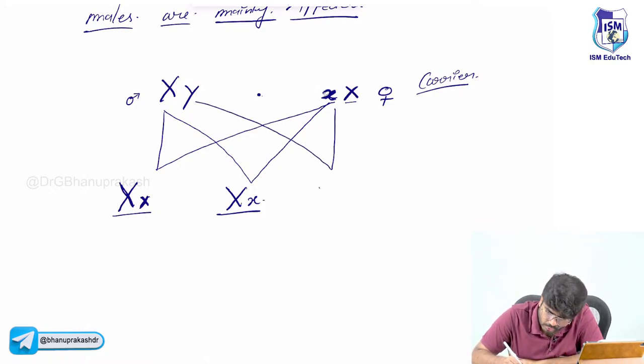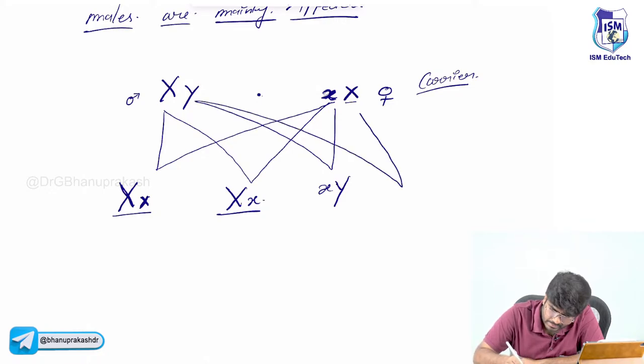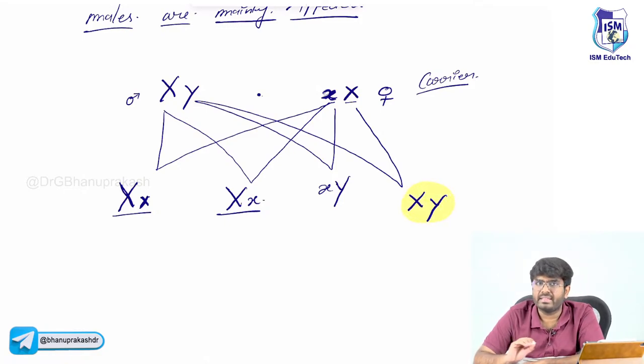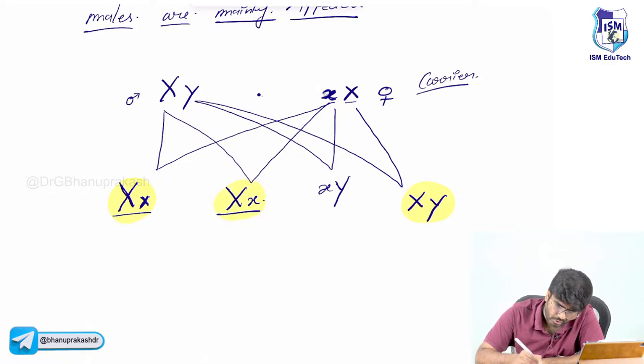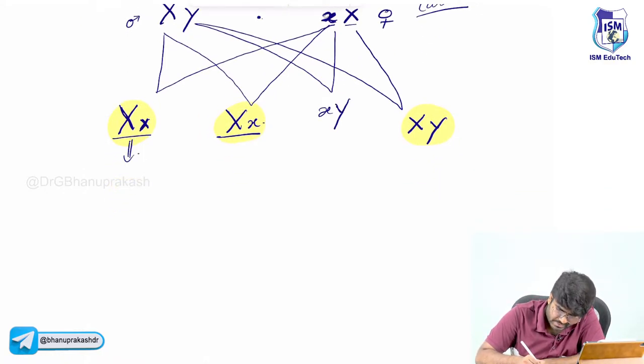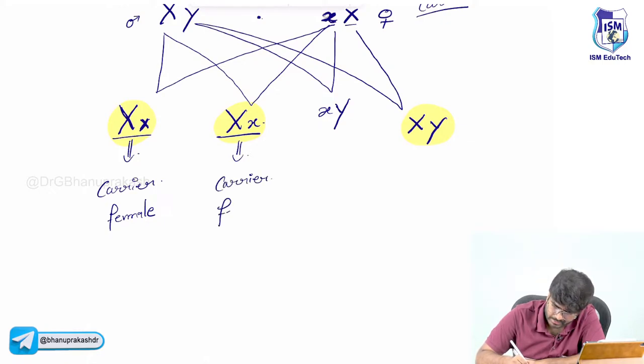Now see, small x and Y, and one capital X and Y. Tell me, this is a healthy son, X and Y. This is a carrier daughter, right? This is a carrier female, and this carrier daughter is also a carrier female. Now who is affected at the end of the day? Here, the one who is affected is this male.